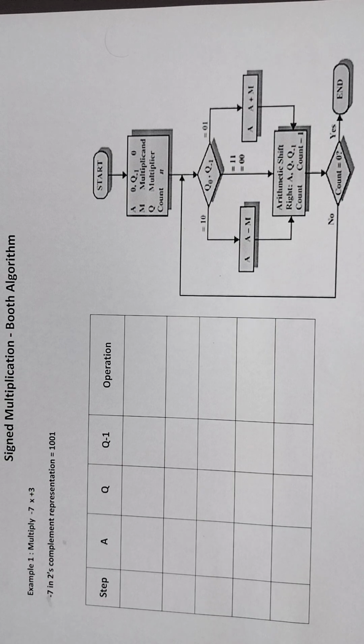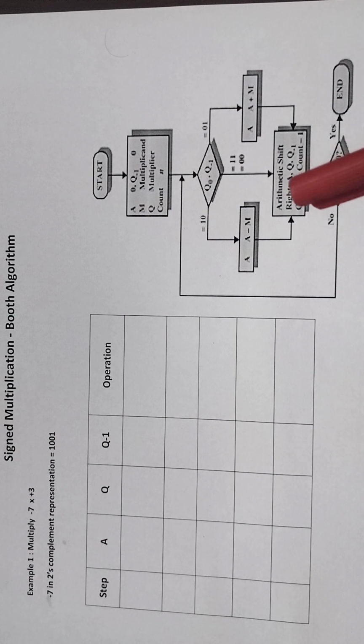Here the sign is represented. The positive number, plus 3, we have taken as the multiplier, and the negative number, minus 7, we have taken as the multiplicand. Before discussing the Booth algorithm, we have to know the procedure. What are the procedures to be followed to perform the Booth algorithm? For that we have given the flow chart.